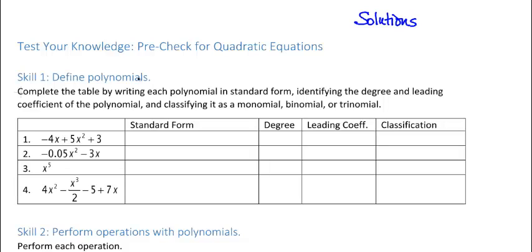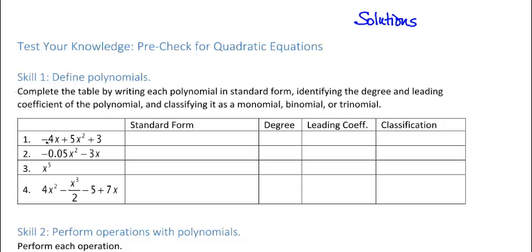I would like to go over the solutions of the prerequisite check for quadratic equations with you. In the first part, you are to complete a table by writing a polynomial in standard form, identify the degree, leading coefficient, and classify it as a monomial, binomial, or trinomial.